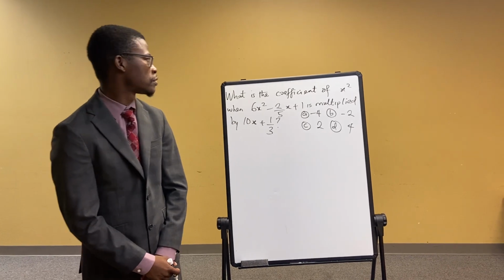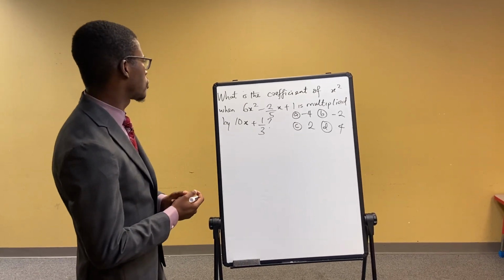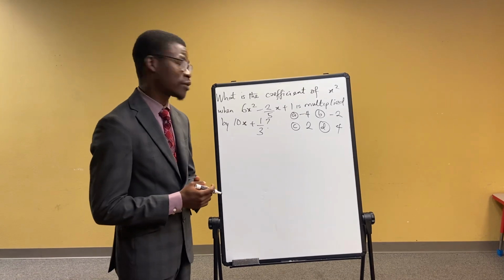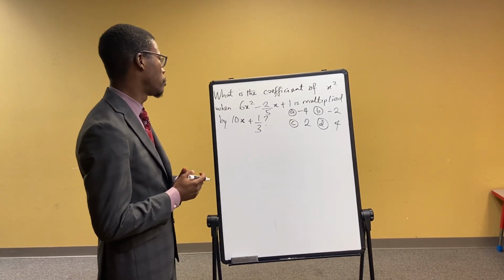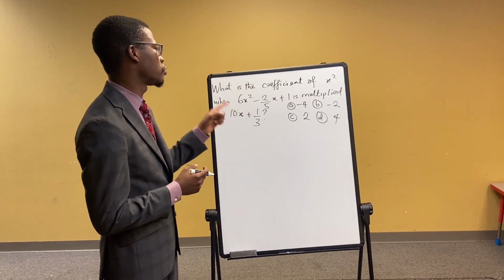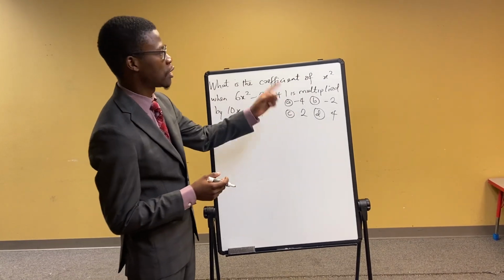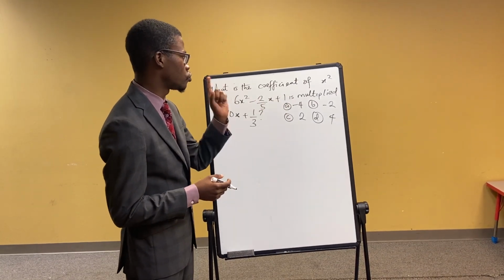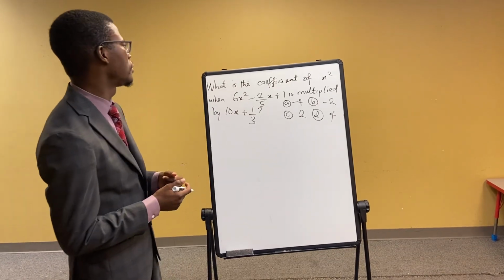Today's question is, what's the coefficient of x squared when 6x squared minus 2 over 5x plus 1 is multiplied by 10x plus 1 over 3? And the options are -4, -2, 2, and 4. All right, so let's go ahead.